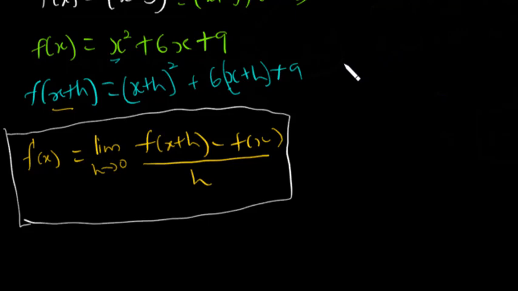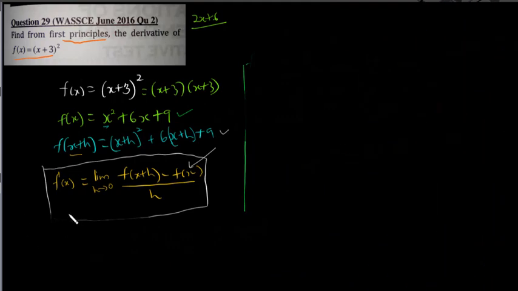So if you look at it very well, what we want are two functions, f of x, which is known already from the question, that is x squared plus 6x plus 9, and we also want f of x plus h, which we have been able to derive from the f of x. All right, so the next thing that we do here is that we put in the expressions, that is f of x and f of x plus h. So we are finding f prime of x, and that is equal to the limit as h goes to 0.